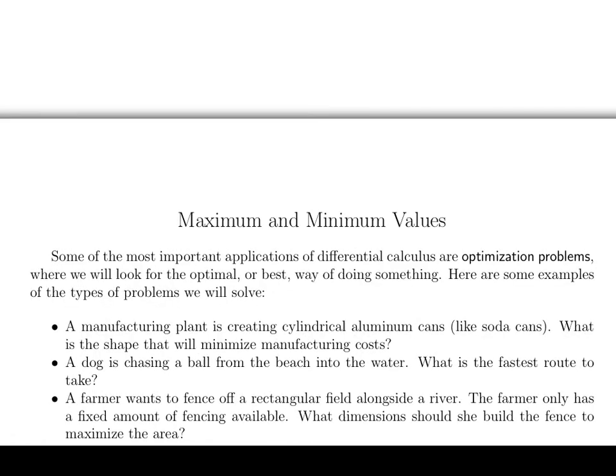A farmer wants to fence off a rectangular field alongside a river. So this means that the farmer does not need fencing along the fourth side. They use the river as sort of a natural fourth fence. But the farmer only has a fixed amount of fencing available. Maybe they have a particular budget in mind for how much they're going to spend. The question is, what dimensions should she build the fence in order to maximize the area of the field that is going to be fenced off?